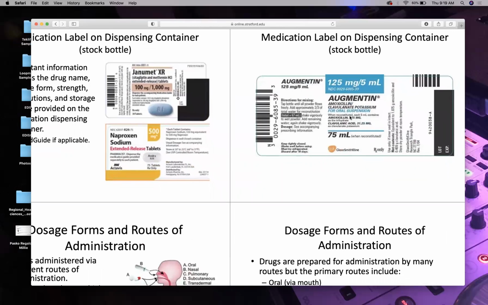Here's a stock bottle. So this has a total of 75 ml or 75 cc's total when it's full. This is Augmentin, amoxicillin, which is an antibiotic, right? And it's a combo, amoxicillin and clavulanate potassium. And in it, the strength is for every 5 cc's or 5 ml, there's 125 milligrams of the drug.